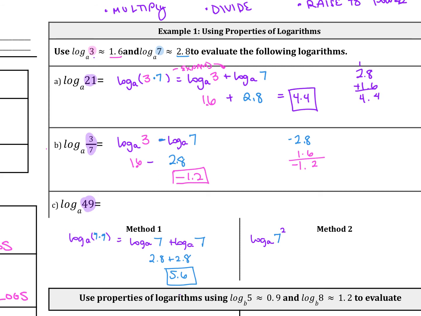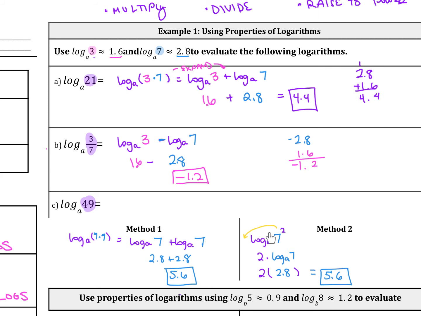Now, using the power property, remember the 2 is going to multiply the entire log in the front. So it's going to be 2 times log base a of 7, and log base a of 7 is 2.8. So 2 times 2.8, notice it gets us the same exact answer. 2 times 2.8 is going to be 5.6.